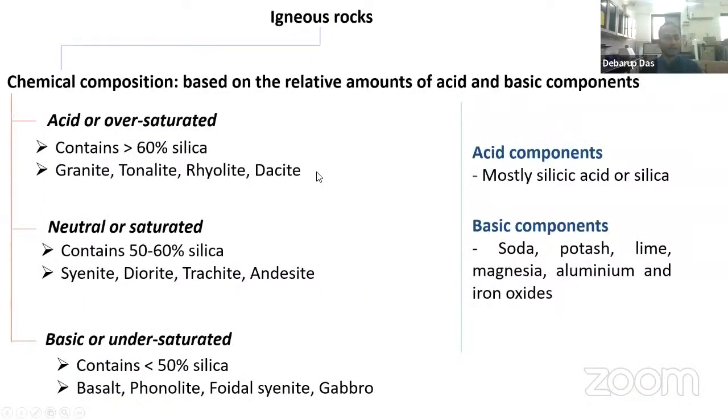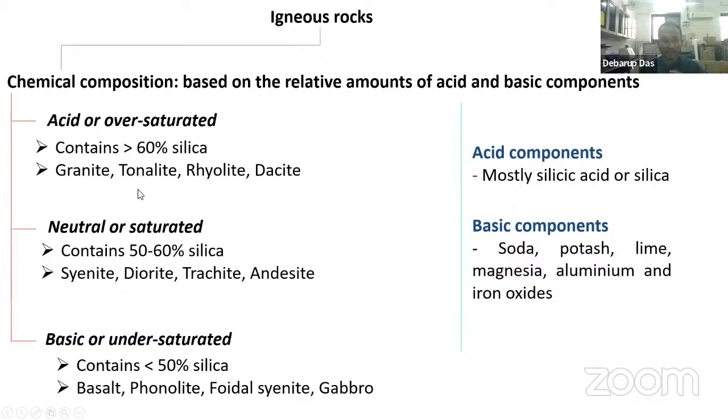Now, igneous rocks can also be classified based on chemical composition, based on the relative amounts of acid and base components. Now, what are the acid components? Mostly silicic acid. The basic components are like Na2O, K2O, CaO, MgO, Al2O3, FeO, Fe2O3. These are basic components. Now, acid or oversaturated, neutral or saturated, basic or undersaturated, in terms of silica. If it contains more than 60% silica, they are oversaturated with respect to silica and the rocks tend to be acidic, and under similar conditions, they would result in the formation of acidic soils.